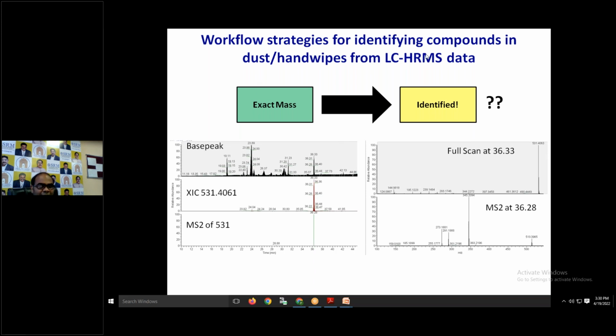Workflow strategies for identifying the dust and hand wipes from LC-HRMS. Exact mass identified or not, that is what we are going to do. These are the base peaks, as you can see here. When we are doing the full scan, we are getting different types of peaks. And you can see some of the exposomes I have shown.